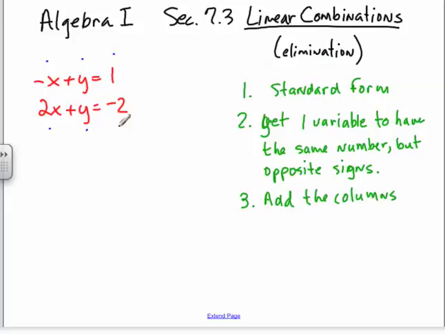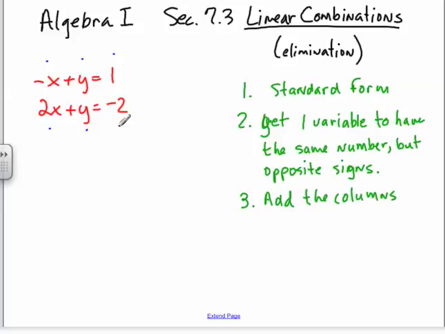Okay. Now the second step says get one variable to have the same number but opposite signs. Now if you look at the x's, x has -1 but +2. They have opposite signs, but they don't have the same number. The number in front of the x is a 1. The number in front of the other x is a 2. Okay. Now the y's, they have the same number. They both have 1, but they don't have opposite signs.